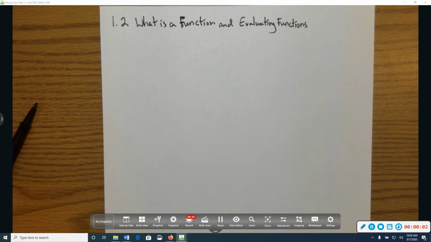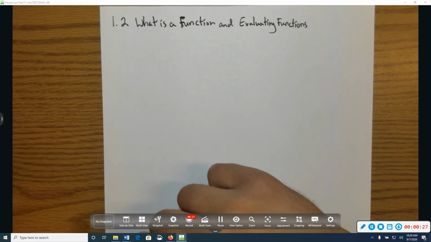Hello class. Today you might notice something a little different about the interface of this video: I'm actually recording my screen right now, because we'll be using our graphing calculator, Desmos, and I wanted to show you a few things about it today. Today we're on 1.2, what is a function, and we're going to be evaluating functions. So let's get right into this.